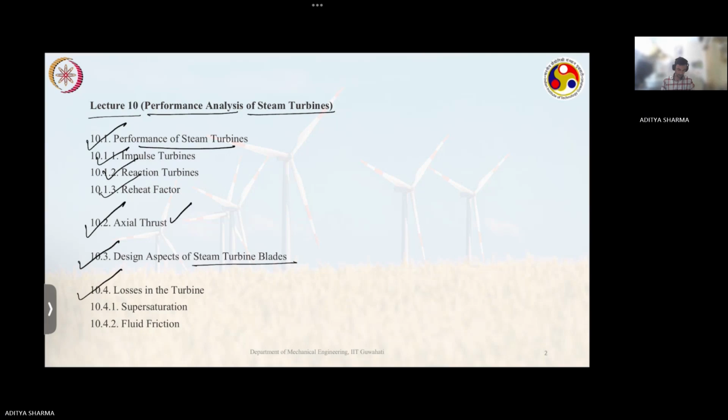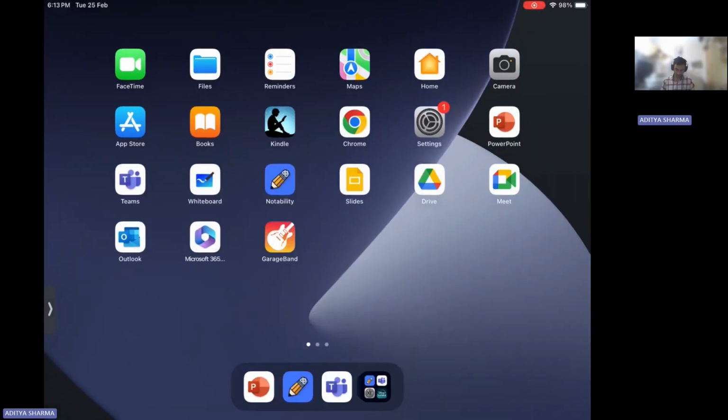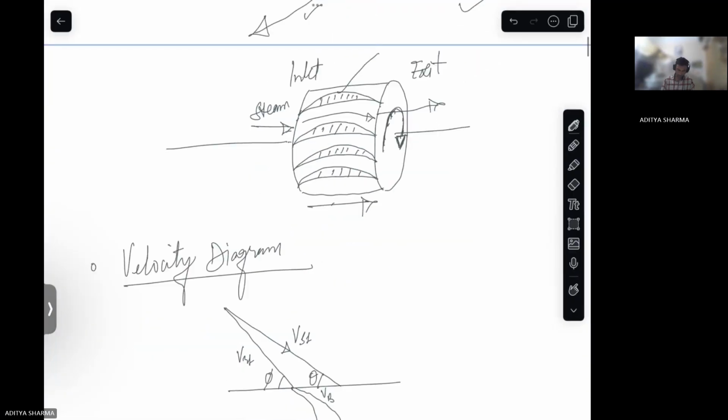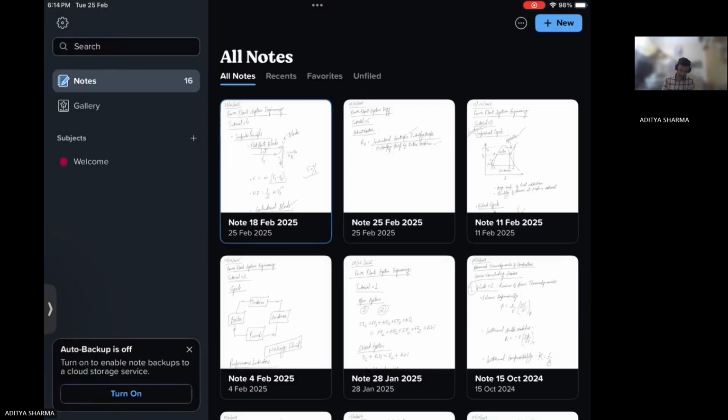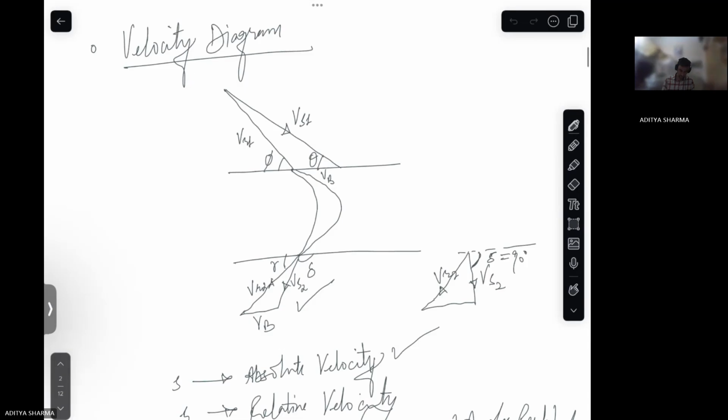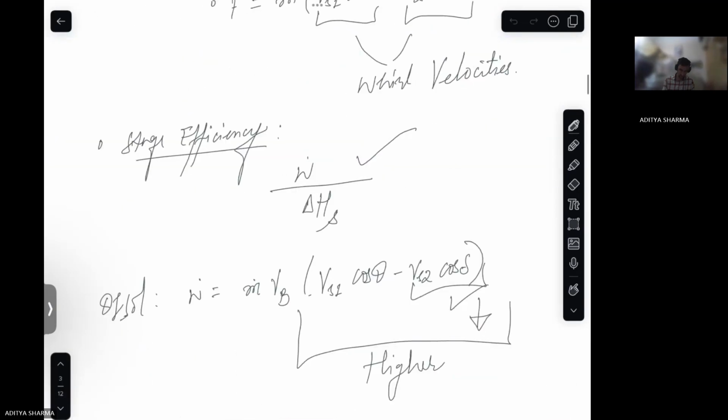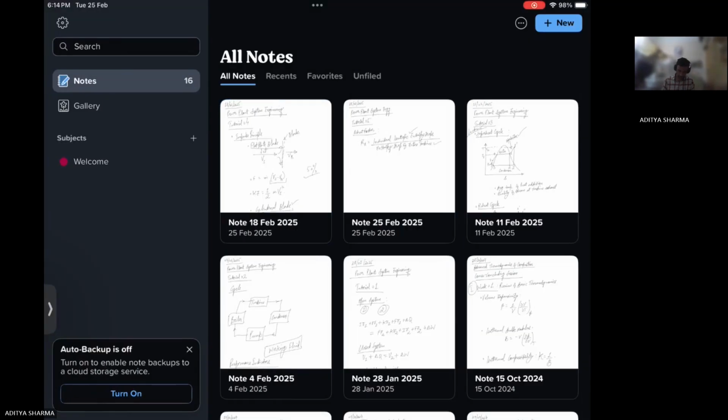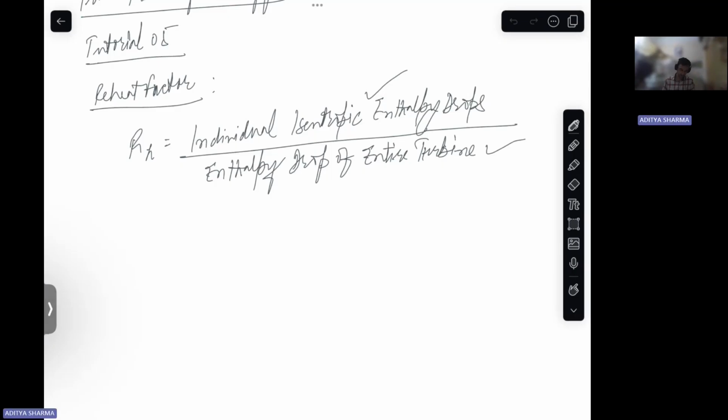Then the last topic in this lecture is losses in steam turbines. What is the cause of these losses? We shall see.